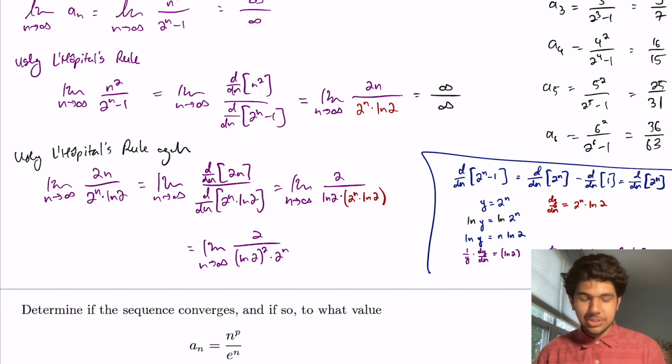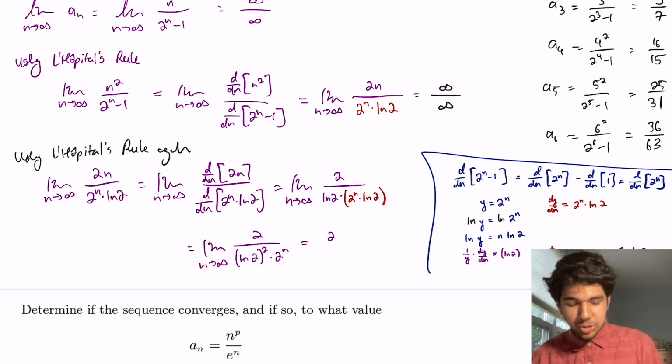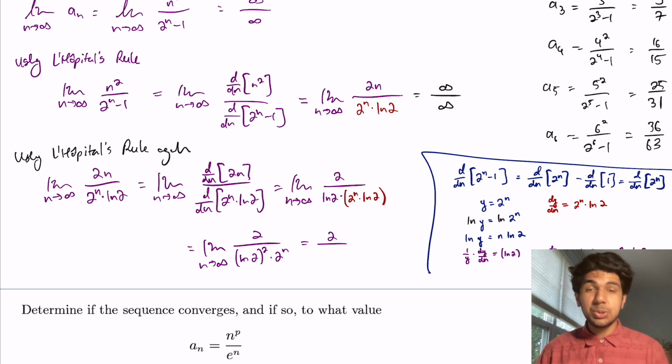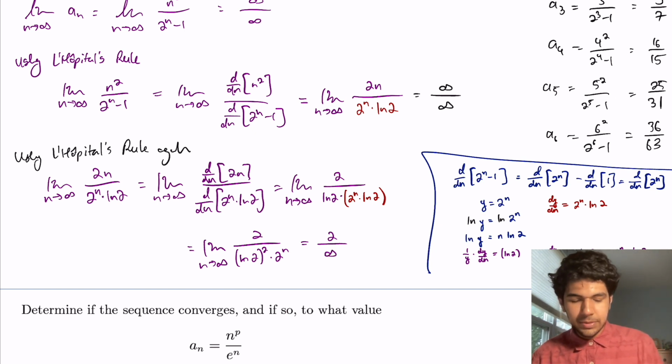And now if we were to do direct substitution, we get 2 in the numerator, and then 2 to the n, 2 to the infinity in the denominator, which is infinity, so that's going to be equal to 0. So we can conclude that it converges.